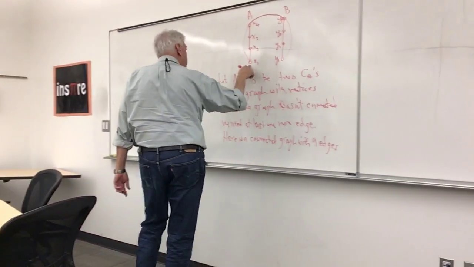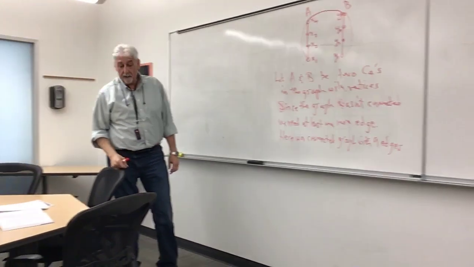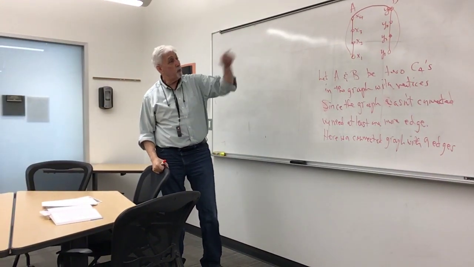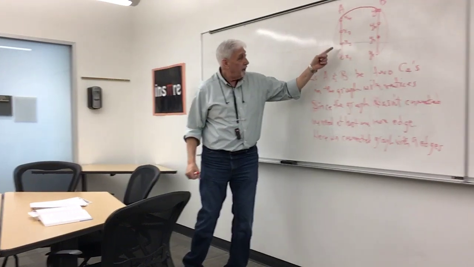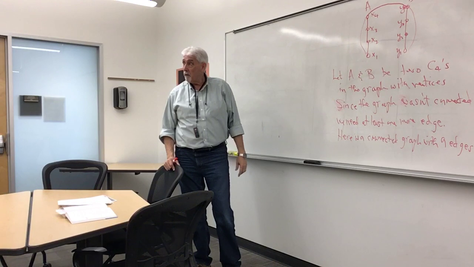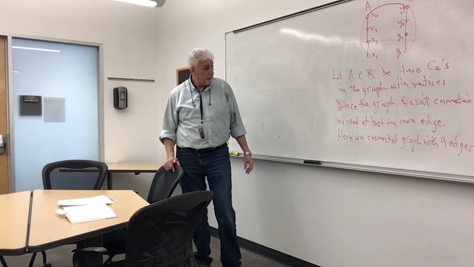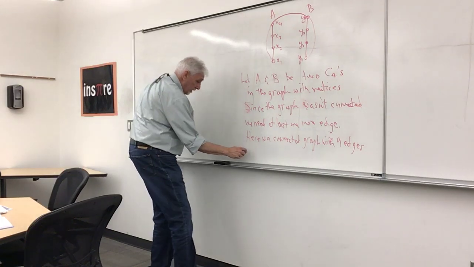So one more time, we know that we have to have at least 8 edges because we have 2 disjoint C4s. To be sure that the graph is connected, we need at least one more edge between the cycle A and the cycle B. One more edge makes the graph connected. So 9 is the minimum number of edges. So here's a connected graph with 9 edges, and that's the smallest possible.